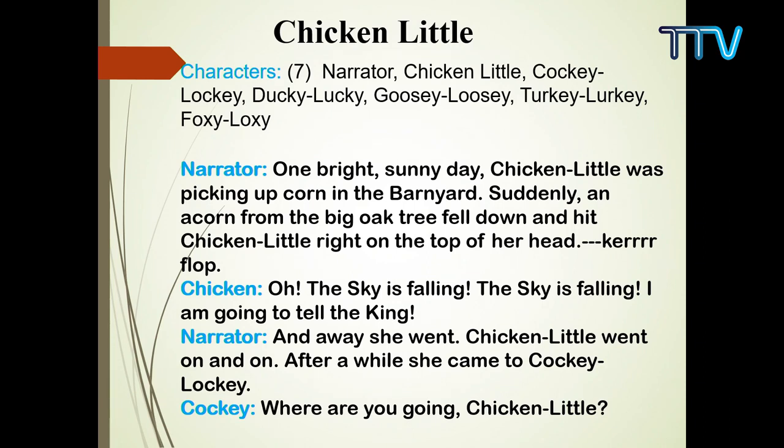You see, narrator. I told you in drama you have characters and a narrator, right? So this shows that there are 7 characters, the names of the characters are written, and then this is the narrator's part of the dialogue. One bright sunny day, Chicken Little was picking up corn in a barnyard. And then see the dialogue of Chicken: Oh, the sky is falling, the sky is falling. So this is how the script goes. This is just to help you get an idea. Now you can see this is different from prose and poetry, isn't it?